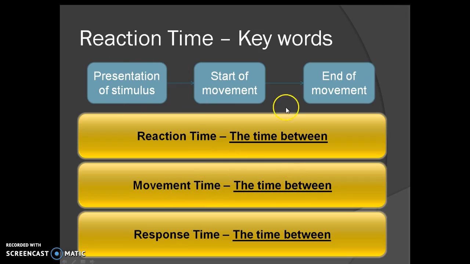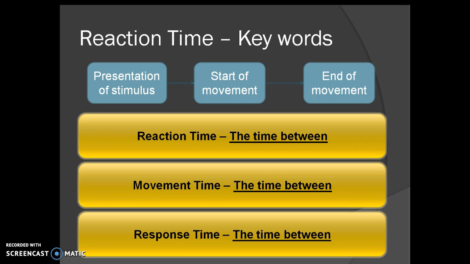The next one is movement time. As I said, they're always going to be a combination of two of the three. So movement time, very simply, is the time between the start of movement and the end of movement, e.g. the time between the push off of your foot on the blocks and crossing the finish line. That's the end of the movement. The final one is response time, which is an amalgamation of all three. It's all of it. So it's the time between the presentation of stimulus, e.g. the gun in a 100-meter race, and the end of the movement, e.g. crossing the line. So they're your three definitions.